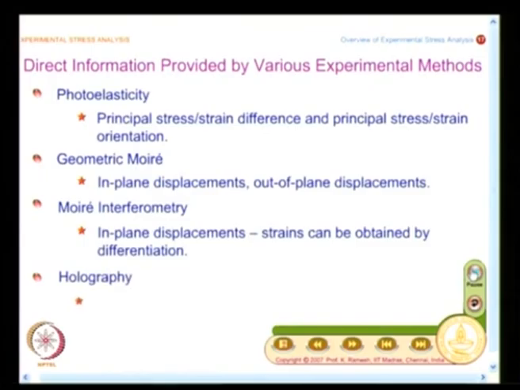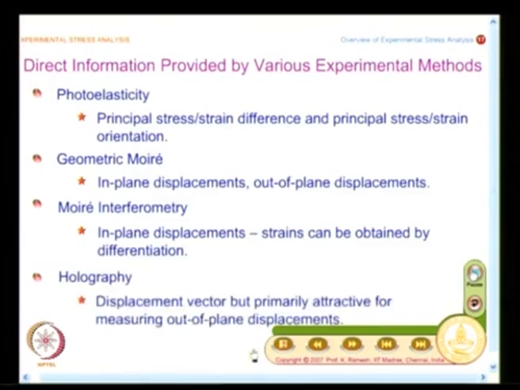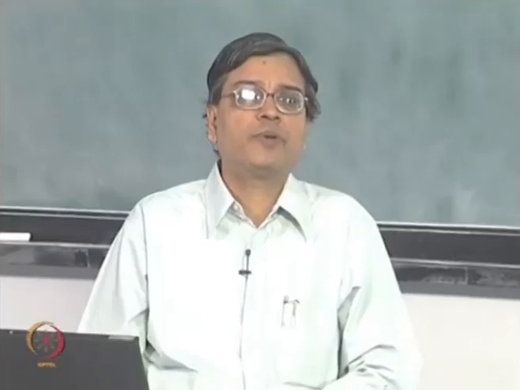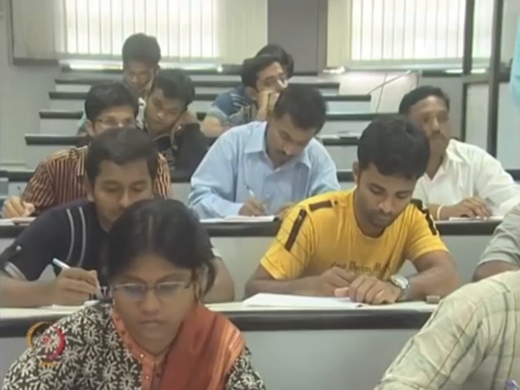And you have holography, and essentially it gives a displacement vector. You all know it as a security device, but from a stress analysis point of view, it is a displacement vector and very attractive for out of plane displacement. In fact, in the early days when they were developing turbine blades, the vibration modes of turbine blades were recorded by holography, and it was very revealing. Holography is very sensitive as well, and the amount of effort that you need to do holography is much more than to do an experiment using photoelasticity.